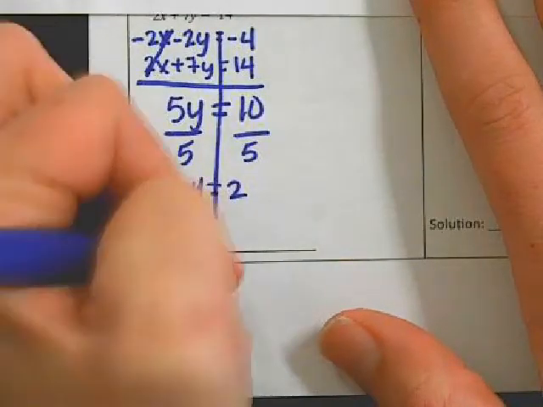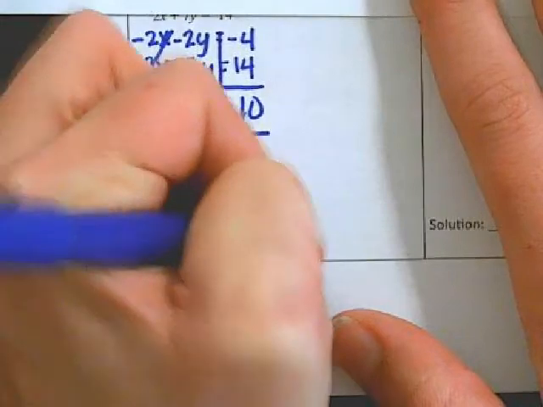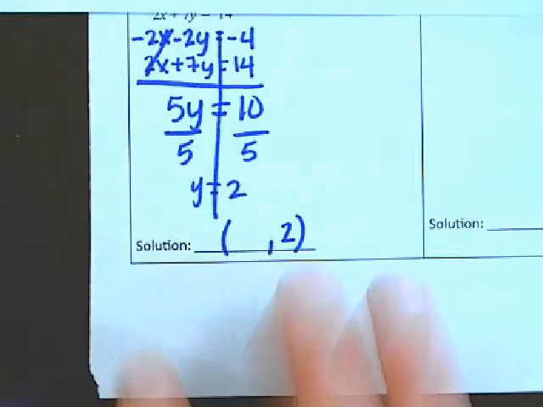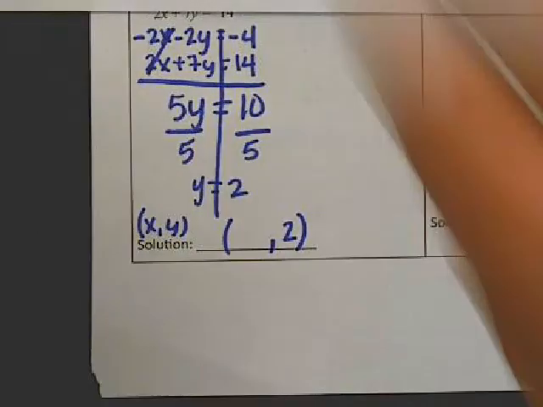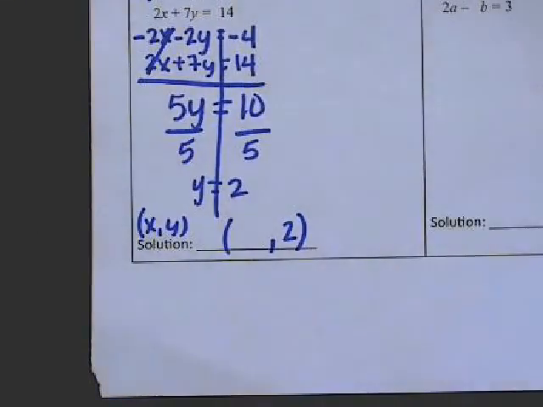So my ordered pair, I don't know the x yet, but I know y is 2. Remember, solution is x comma y. All right. How do I find the x? We plug it back in your choice of equation. Which one would you rather use, top or bottom?